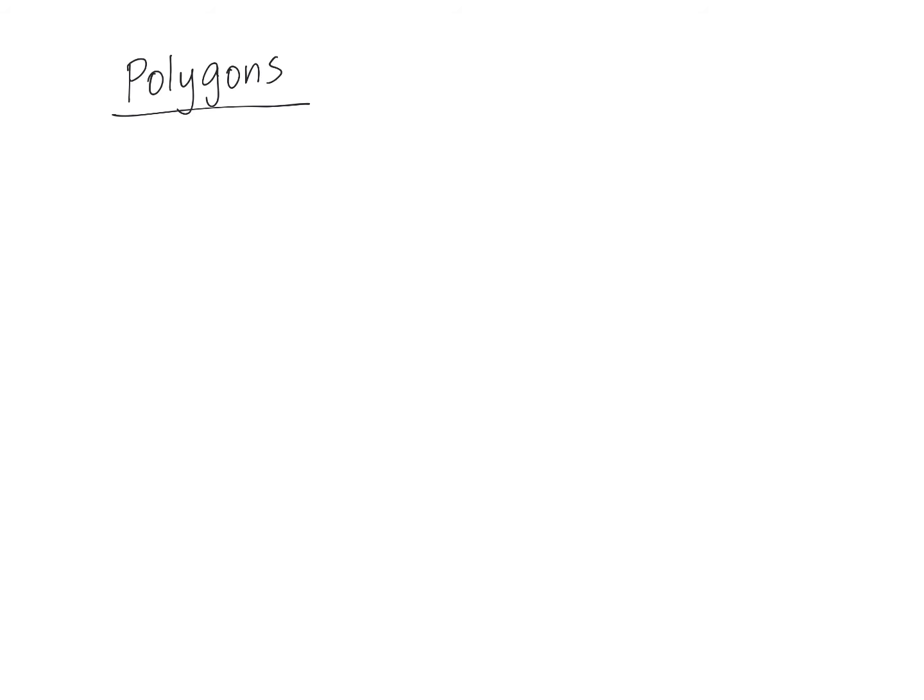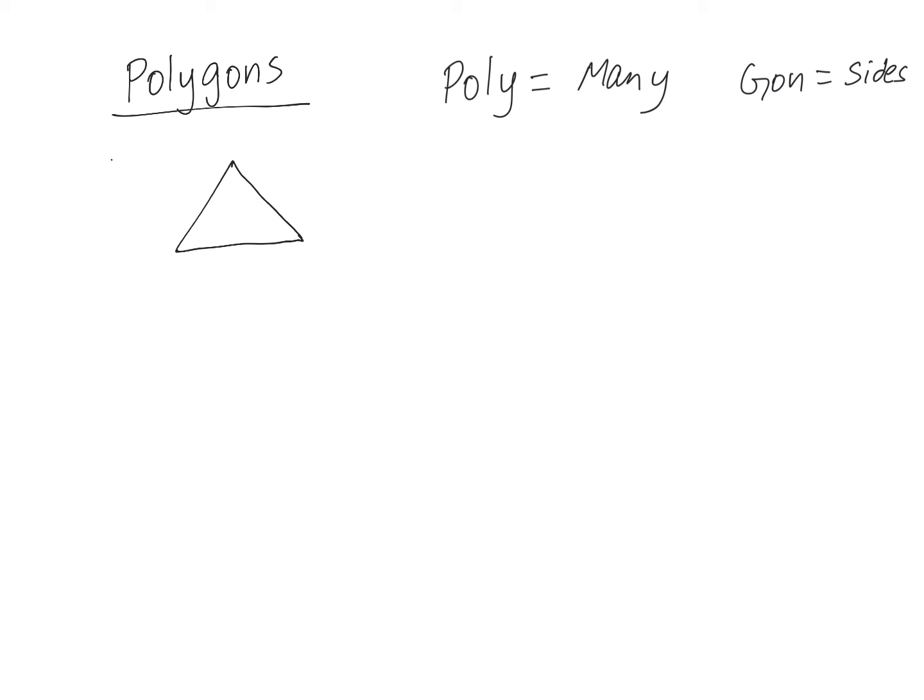A polygon is made out of two terms: poly, which means many, and gon, which means side. So, many sides. The most common polygon that we use is the triangle.